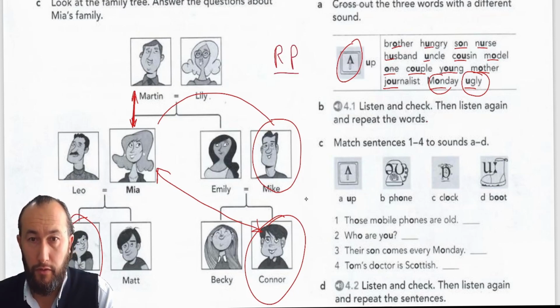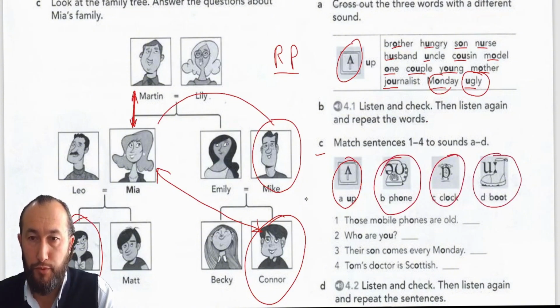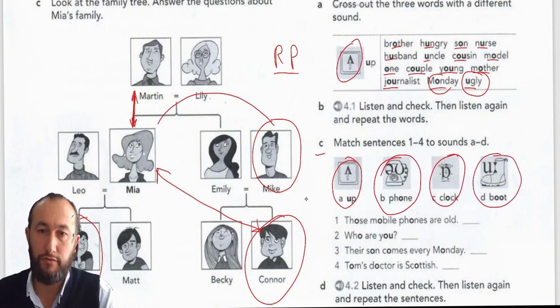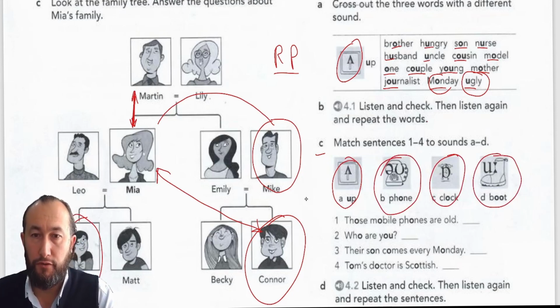So now we're going to do C: up, phone, clock, boot. So this one is up, phone, O, clock, O, and boot, oo sound. So those mobile phones are old. Look, those mobile phones are old. So O, O, O, that is going to be B sound, guys.